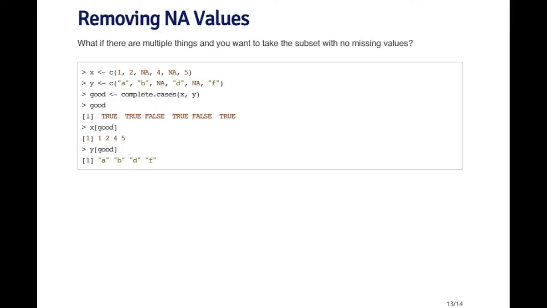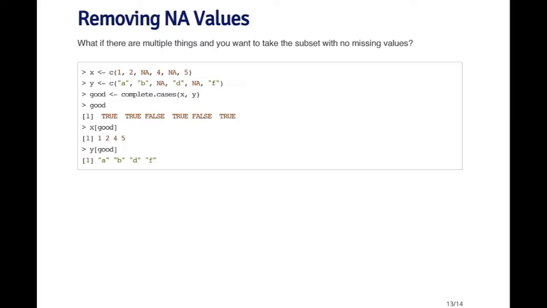So what if there are multiple vectors or multiple objects, each with missing values in slightly different places, and you want to take the subset of all the objects that have no missing values, right? So here I created a vector called x, which is 1, 2, 4, and 5, with missing values scattered about, and then y is a character vector with also some missing values in it.